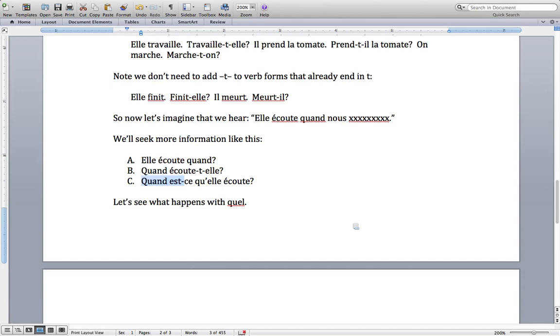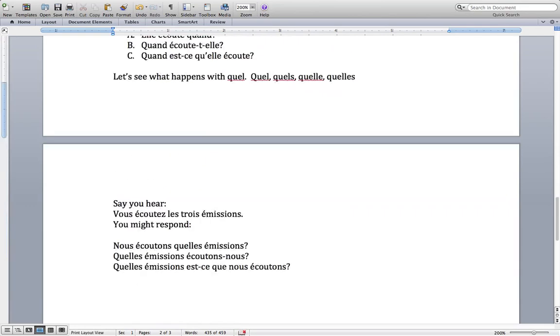Okay, let's try one last thing. Let us see what happens with the word quel, which means which. Notice that quel changes form: quel, quelle, quels, and quelles.